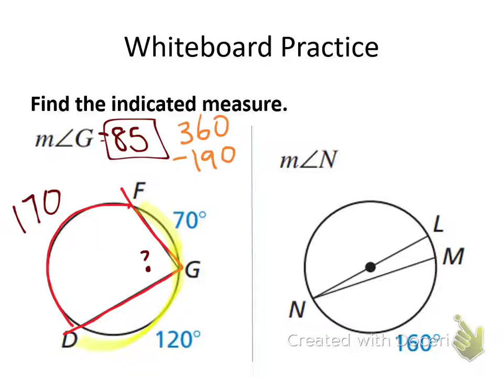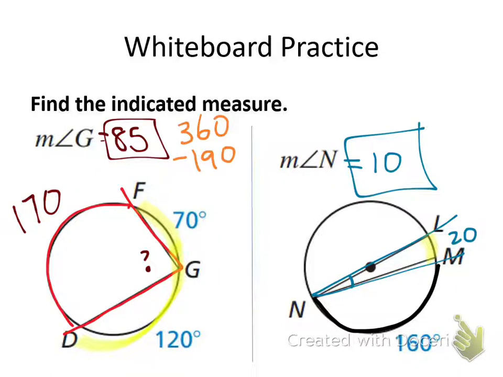Angle N, what's the name of the intercepted arc for angle N? LM. So we need to find LM. We do know that NM is 160. What do we call this line in the middle here? Diameter. Diameter cuts the circle in half. So how many degrees will 160 and LM make? 180. So LM is 20, which means its angle is 10. It'll be half that. So you need to be prepared to find other things before you find the angle you want.